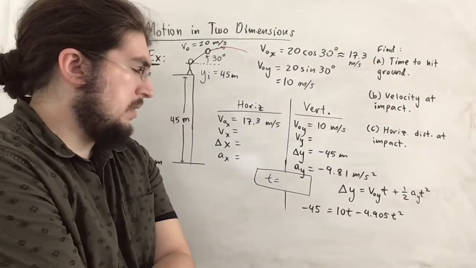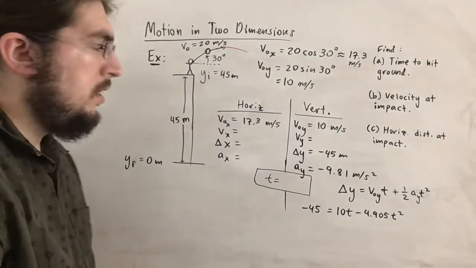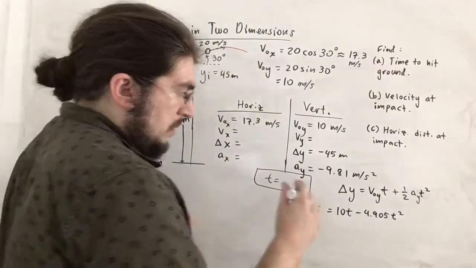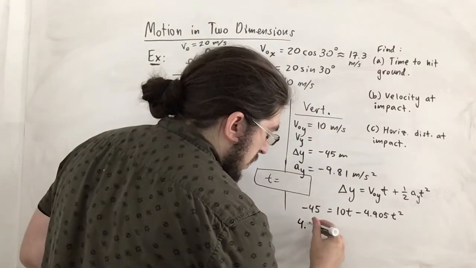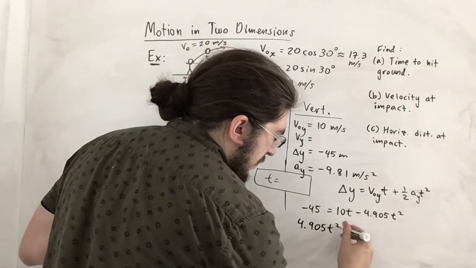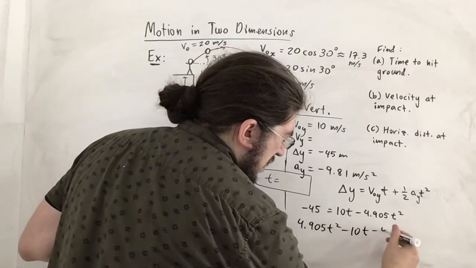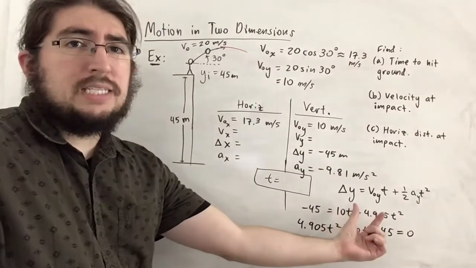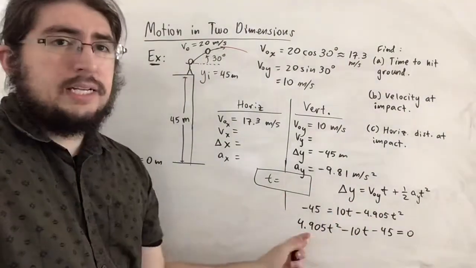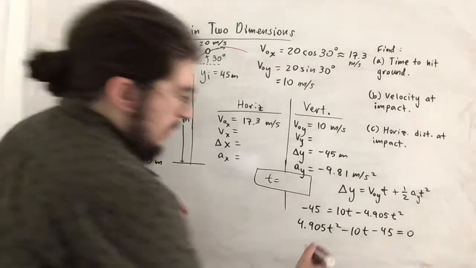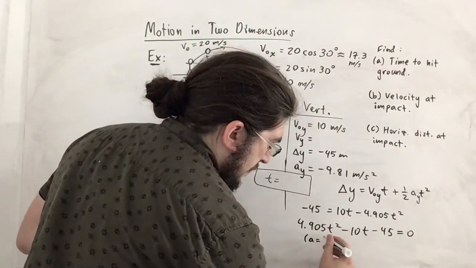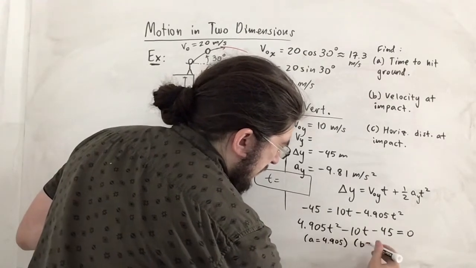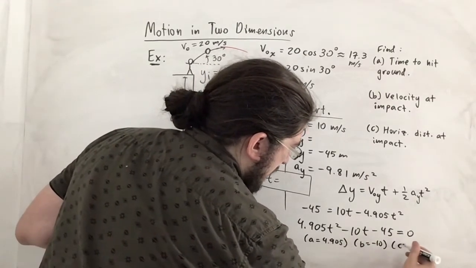I think it's worth it because we had to see this sooner or later. So what I'm going to do here is rearrange this in a specific order. I'm going to move everything on one side so the zero is on the other, to get this in, of course, a standard quadratic form. So you can kind of think about what I'm doing here, but I'm just grabbing these two terms on that side, subtracting and adding them to this side so that we have our quadratic form. And then we have a is 4.905, b is negative 10, and c is negative 45.